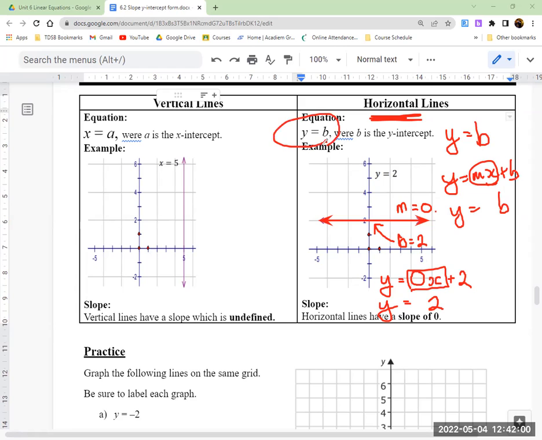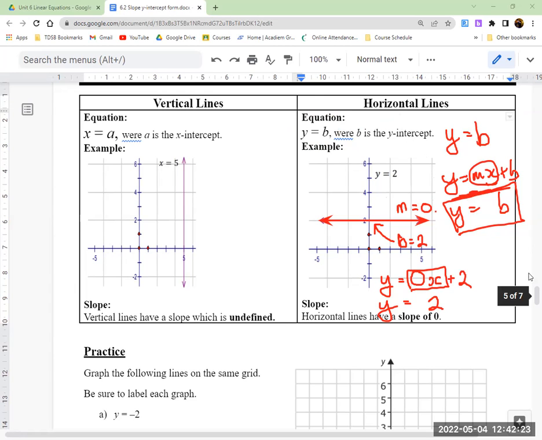I highly recommend don't memorize this idea, but understand that your slope is a 0. So by default, I get y equals b. Memorizing just takes up brain space, that's all. Okay? So anytime you see y equals a number, it represents a horizontal line because the slope is a 0.